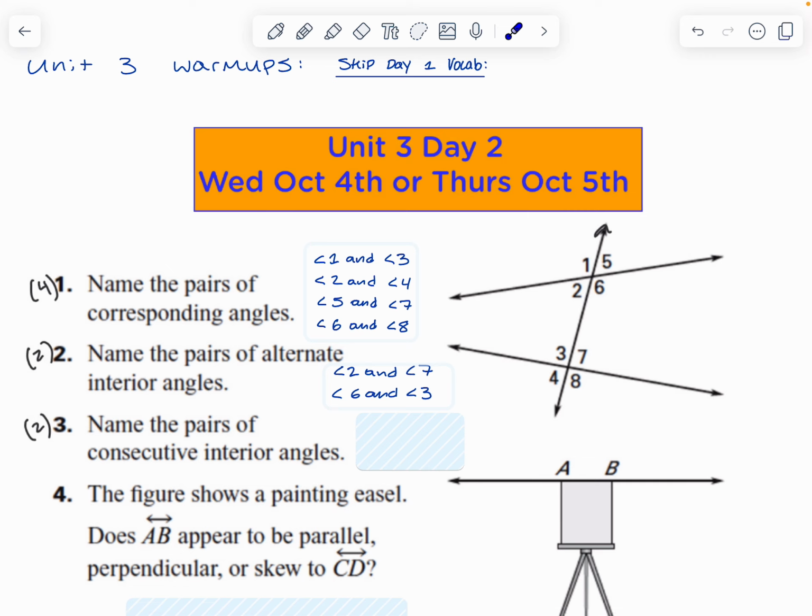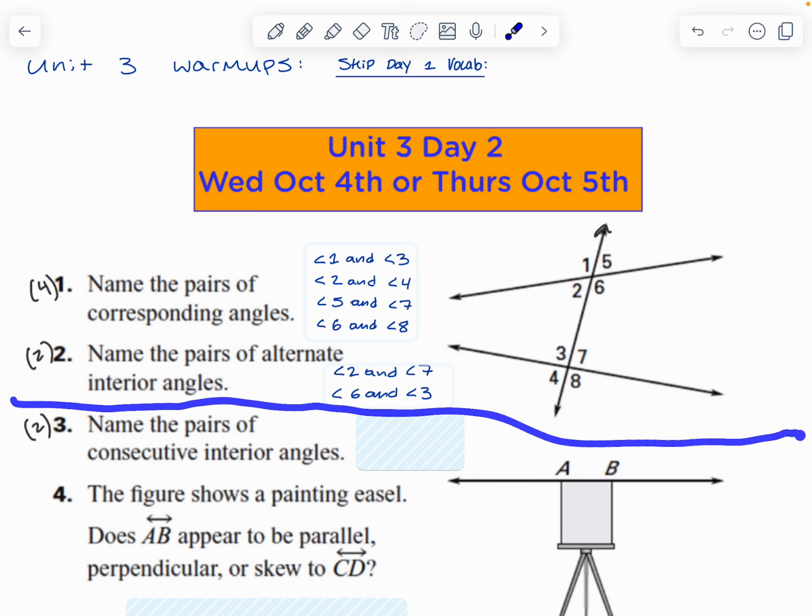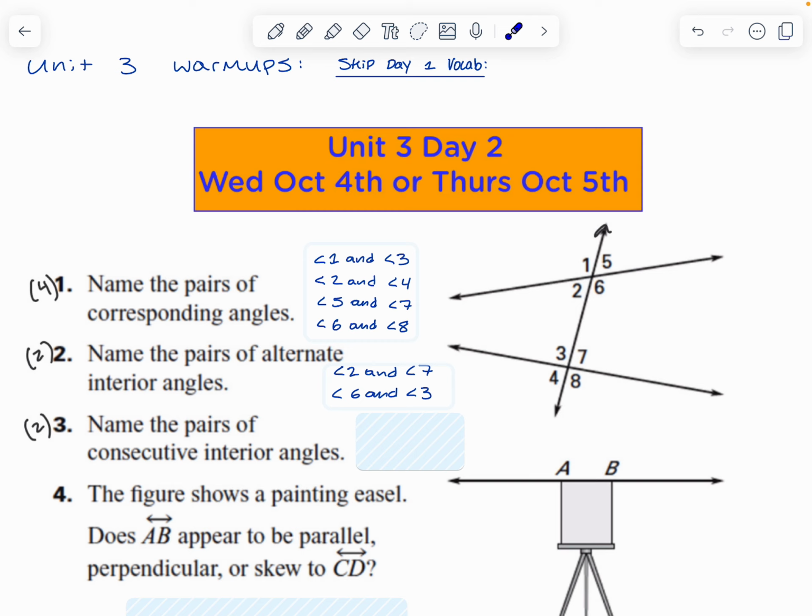Name the pairs of consecutive interior angles. Before we do that, I just want to show you the pairs of alternate exterior angles. 1 and 8, 5 and 4. They're on opposite sides of the transversal, and they are outside the 2 parallel lines. That would be alternate exterior.